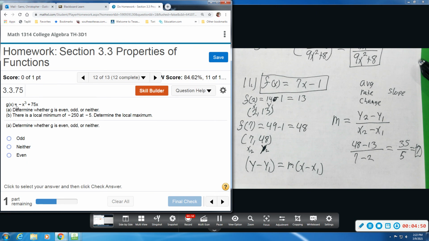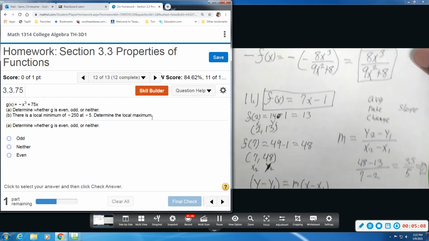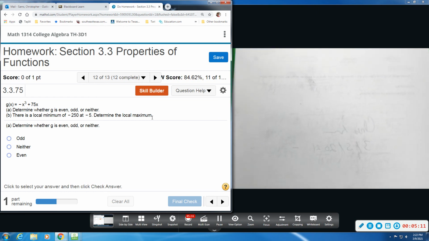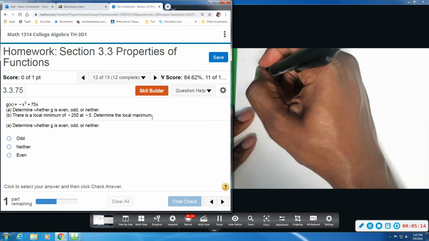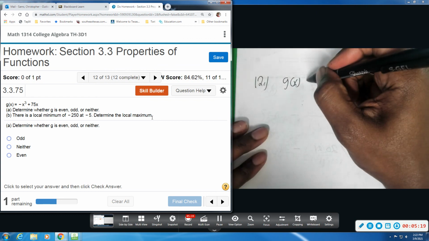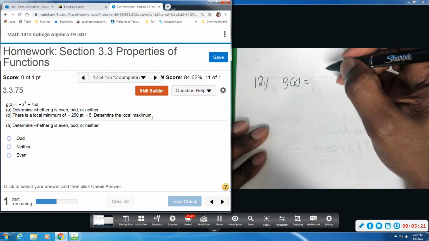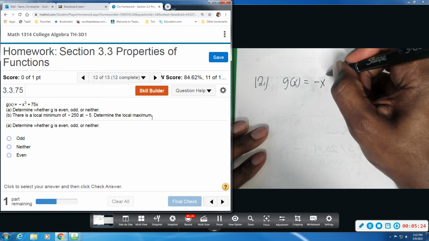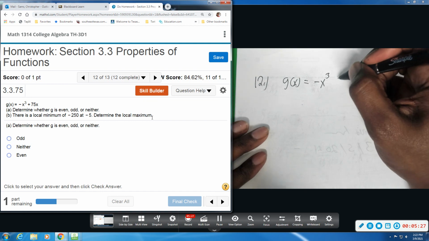Okay, number 12, we have this function. We want to determine even, odd, or neither, and then find the local maximum. They tell us there is a local minimum of negative 250 at negative 5, determine the local maximum. Okay, so we have the function g of x equals negative x cubed plus 75x.